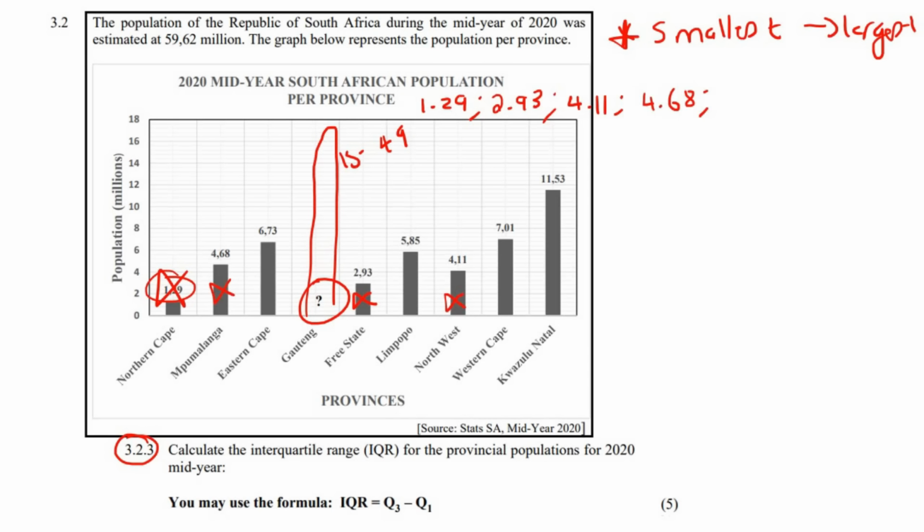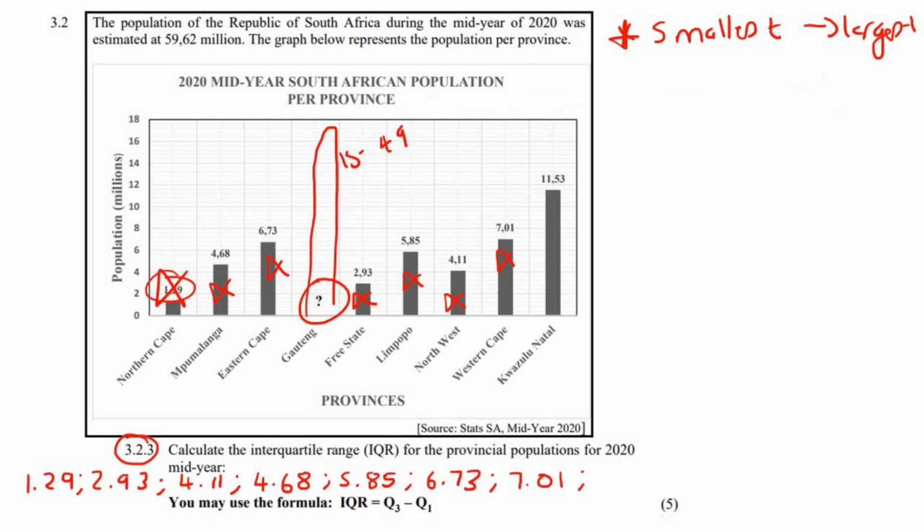Next, Limpopo. Next, Eastern Cape, which is 6.73. Next is Western Cape, which is 7.01. And then, okay, let me try to get these numbers next to each other. Just give me a second. Okay, so I moved the numbers down there because I was definitely going to run out of space. Then it's KwaZulu-Natal with 11.53, and then Gauteng, which was 15.49.